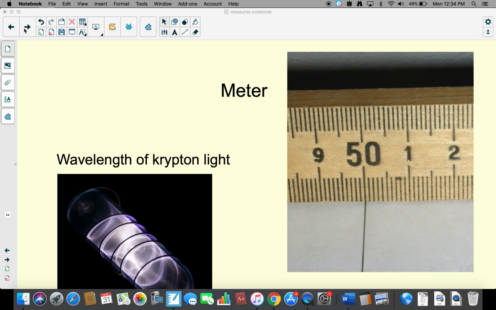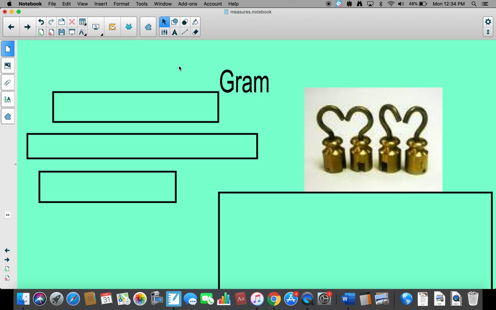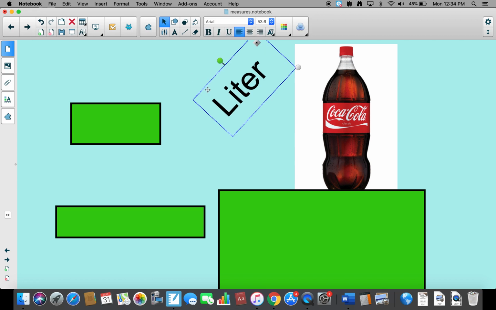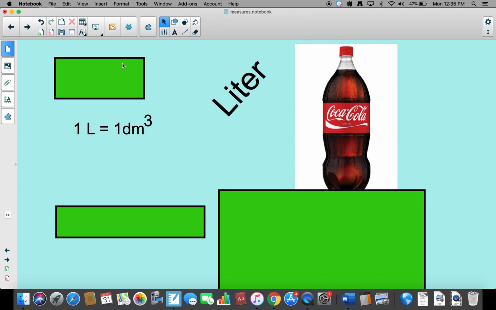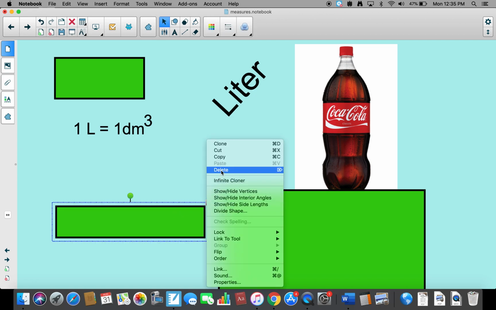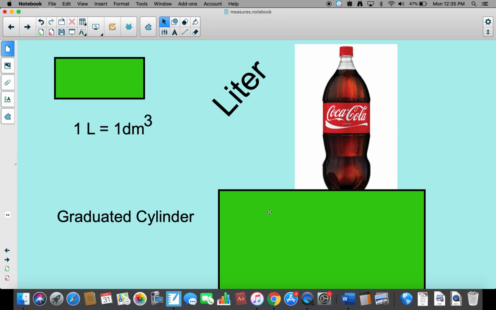Next, we're going to look at liter. Liter. All right. Now, a liter is equal to 1 cubic decimeter. Remember, we talked about deci meaning a tenth of. So a box that is exactly 1/10 of a meter in length, width, and height. All right. Now, the unit we use to measure that is a graduated cylinder.